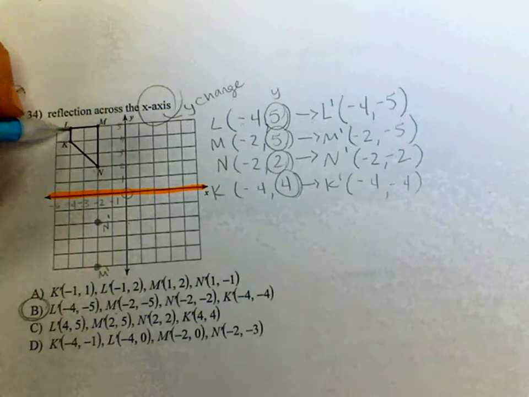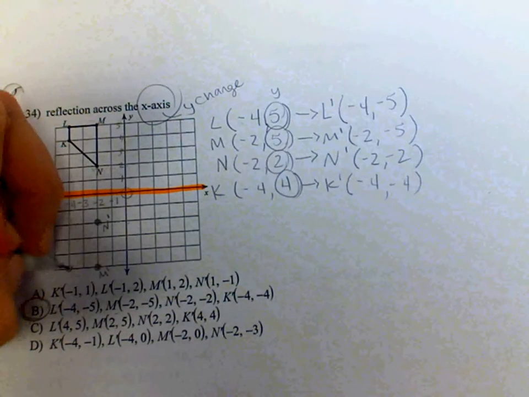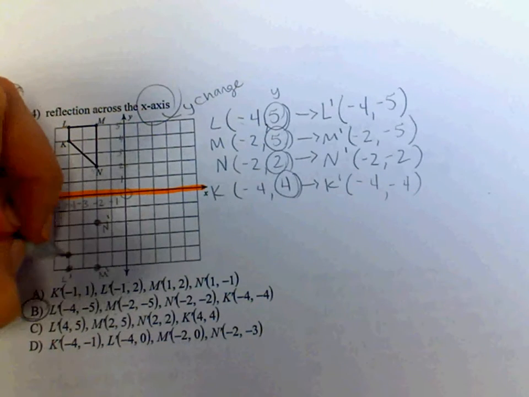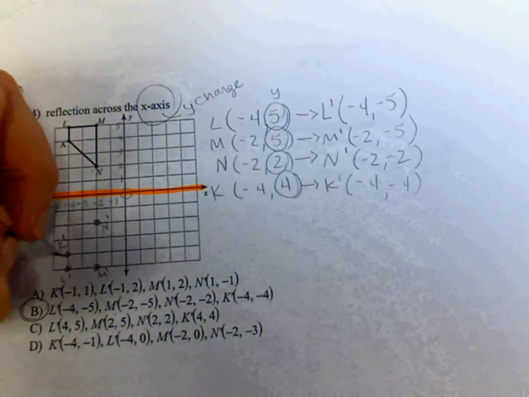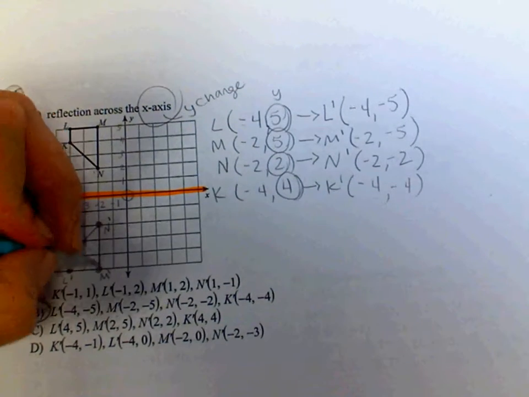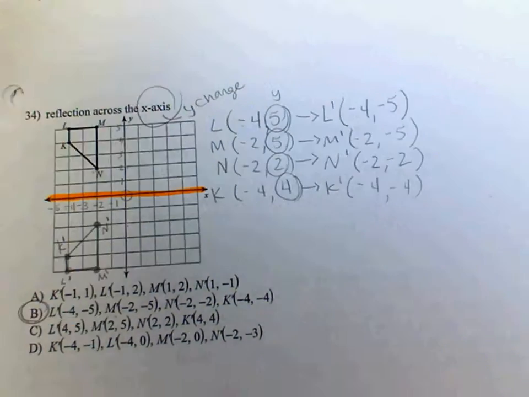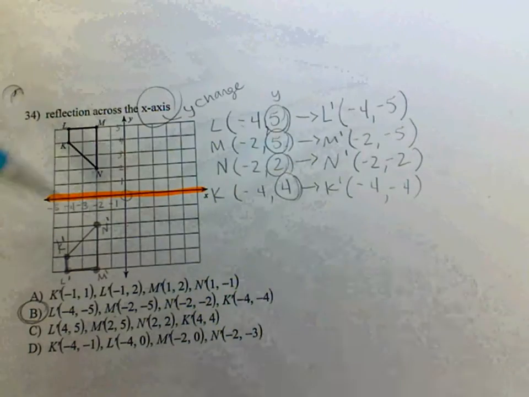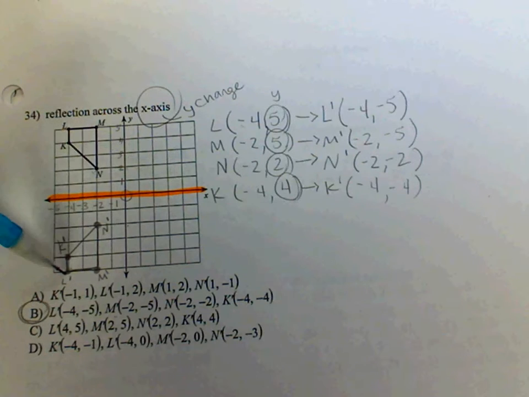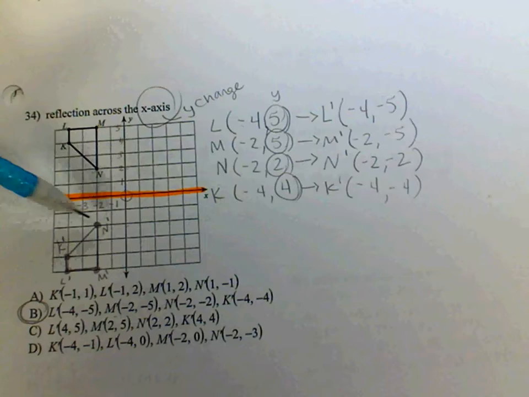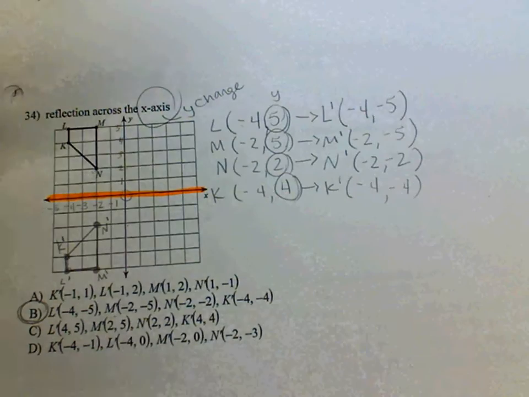L is also at the top of the graph, so I'm going to put it at the bottom of the graph down here. And then K is right there. Okay, so it looks like all of those coordinates do match up. -4, -5, -2, -5, -2, -2, and -4, -4. Perfect. Okay, next page.